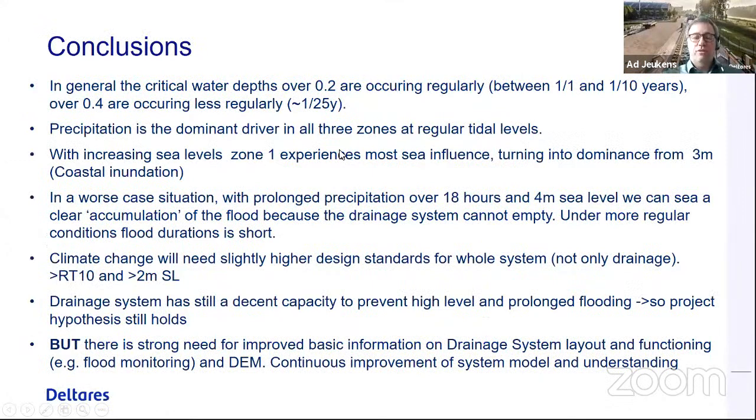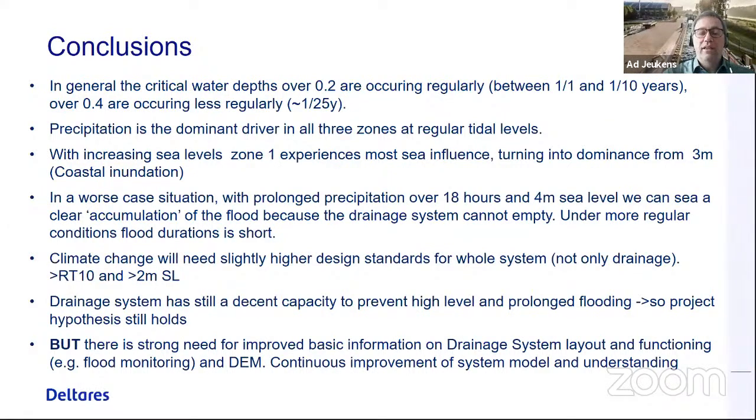So the conclusions from this stress test are that the critical water depths are regularly exceeded between every year and 1 in 10 years, and over 0.4 centimeters less regularly. Precipitation for most of the areas is the predominant driver. Except in this coastal zone, there is also a clear sea influence.